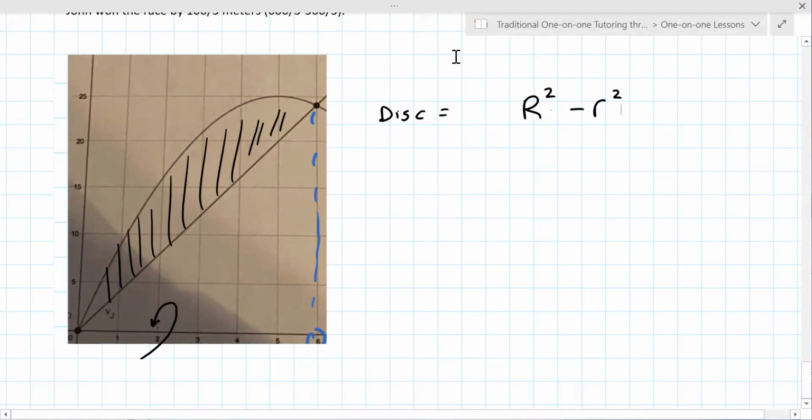I'm sorry, is that right? Maybe you find the difference between them. Sorry, let me go look. I've done one of these. I think we do R2 minus R1. Sure, we can do that.